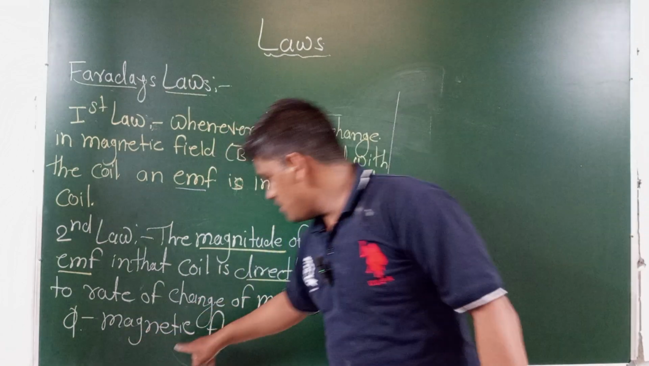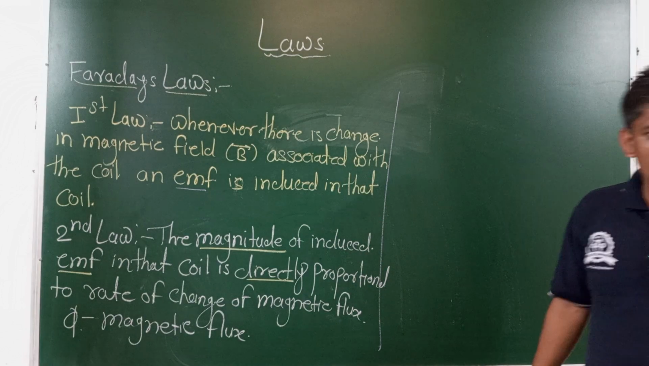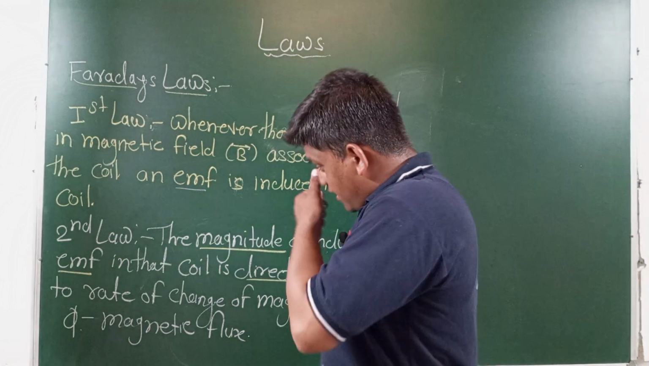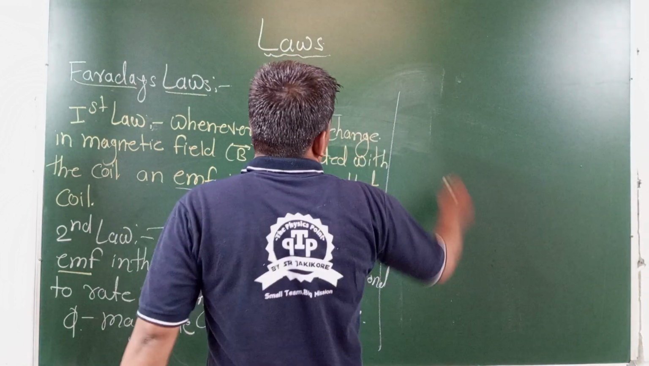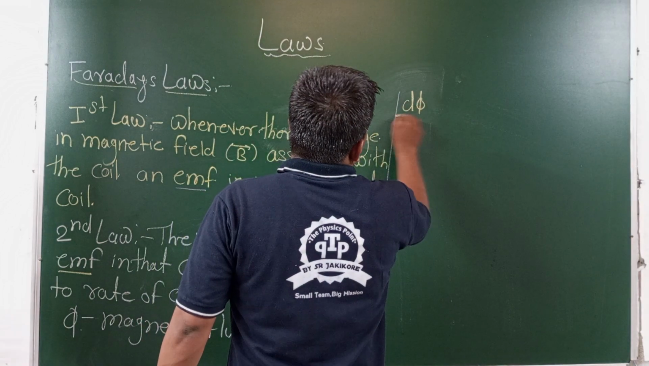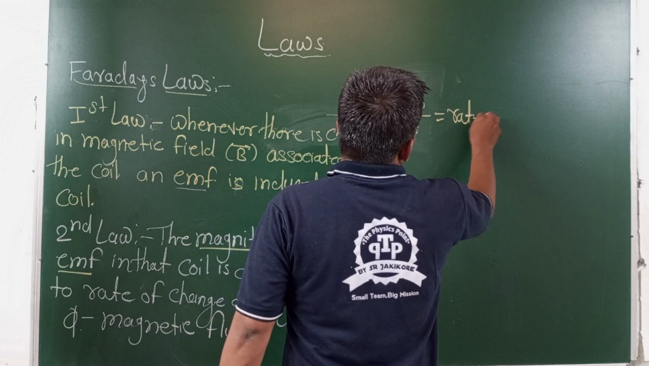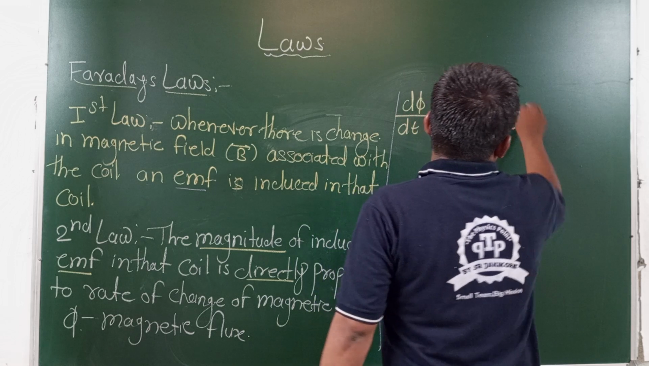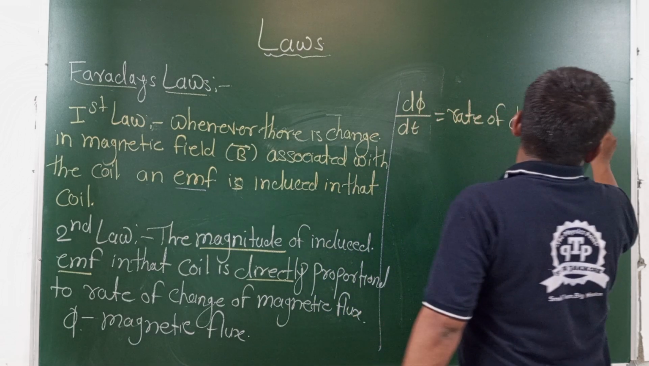Let phi be the magnetic flux produced in that coil, or the magnetic flux associated with that coil. Then d phi by dt is the rate of change of flux.